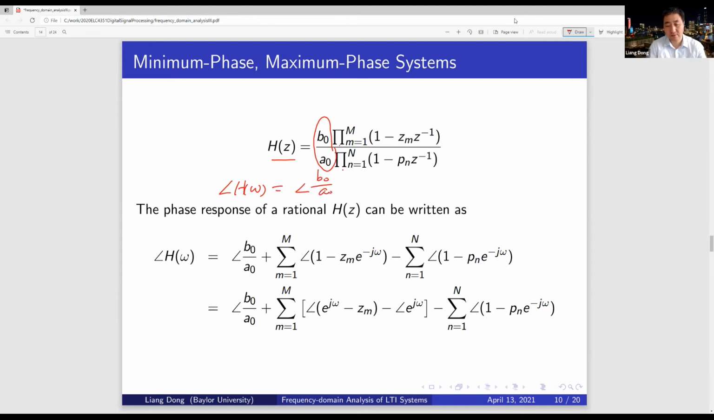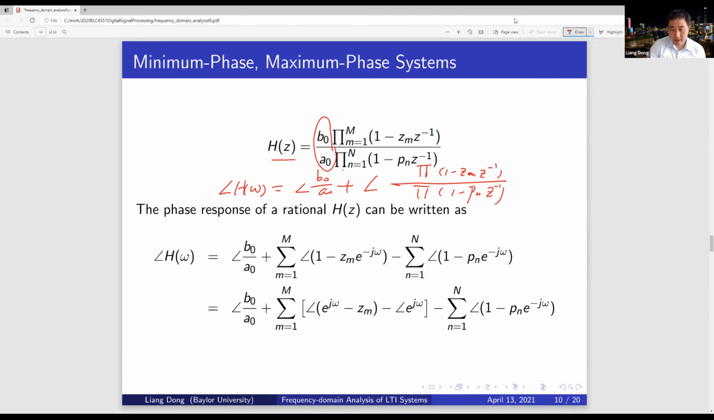Right? It's not a function of omega. So the phase itself is a constant, plus the entire phase of this rational form, which is a product of all these zero terms and a product of these pole terms. Okay. Similarly, we can separate these.